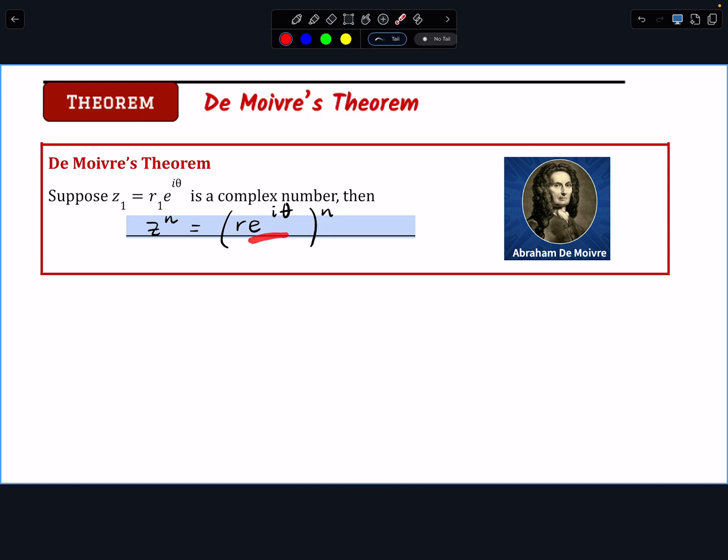We can treat this and the r separately. So if I raise r to the nth power, do you guys agree that's just going to be r to the nth power? Okay. What's the rule if you take a base and you raise it to a power? What do I do with the powers? Multiply them. So this is going to be the same thing as times e to the i times theta times n. And this will make more sense when we do it with actual numbers. So if you guys can do me a favor, highlight this and highlight this.